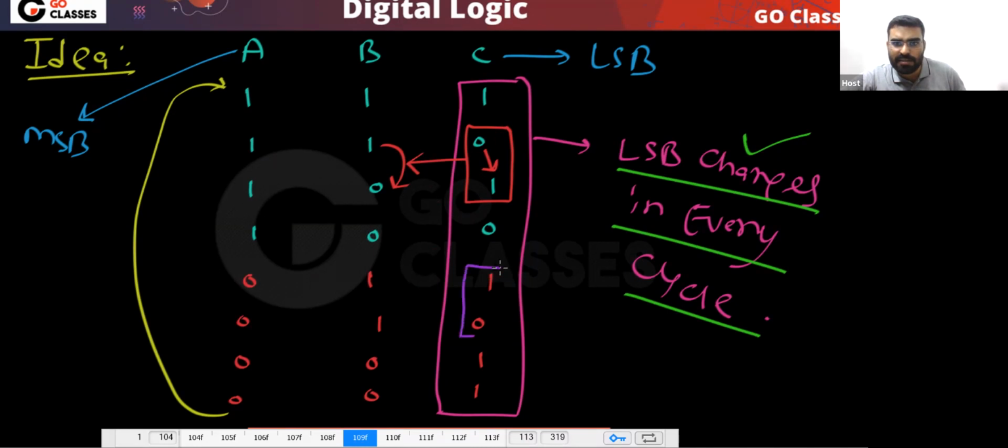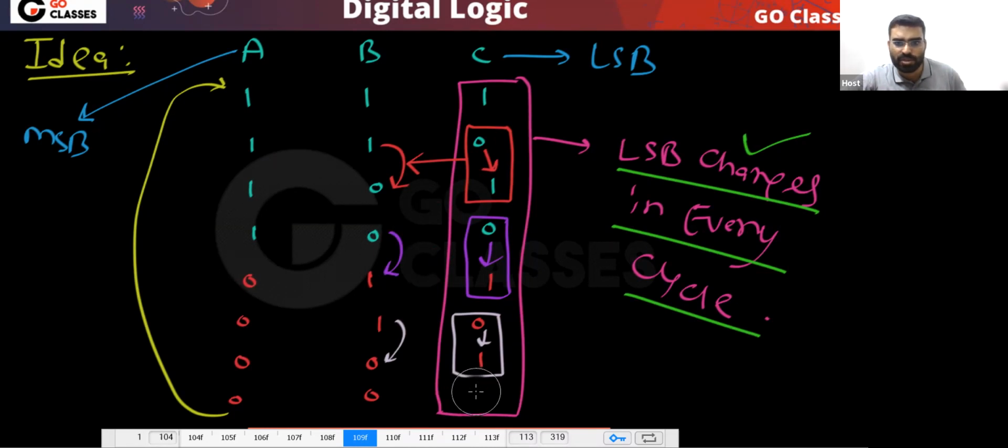When this LSB is going from 0 to 1, change is happening. Every time this LSB goes from 0 to 1, the change is happening.